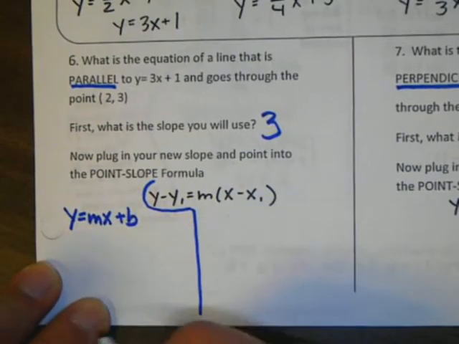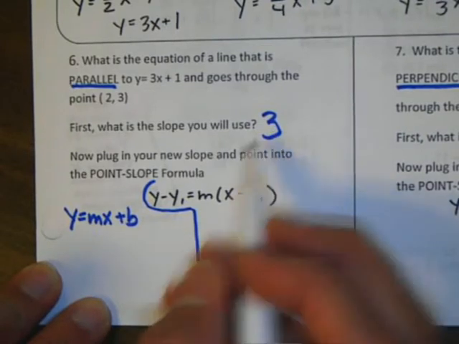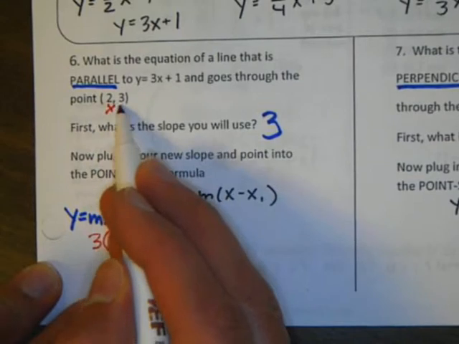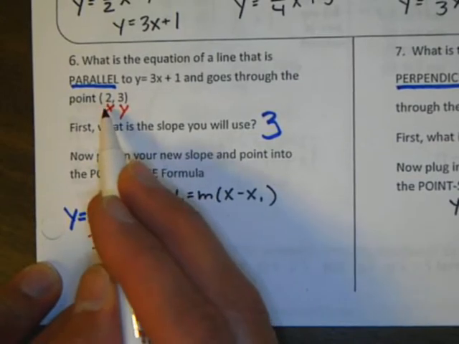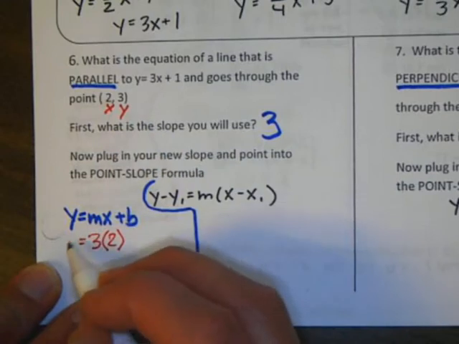We used this y equals mx plus b, remember that? And to this one we plugged in some numbers. We're going to plug in our slope that we're going to use, which is a 3. And we're going to plug in the x and the y. That's the x, that's a 2, that goes right here. And the y we're going to use, which is a 3.